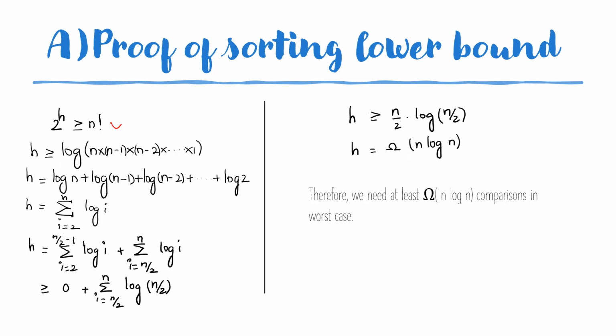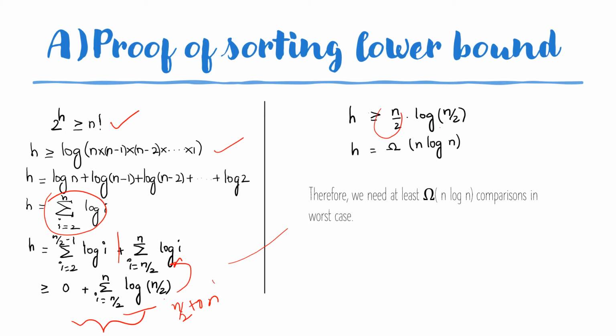Here I'm solving for the value of h. I took logarithms on both sides, and then I rewrote this as a summation. I divided the summation into half, and clearly this value is greater than this value, so I wrote greater than or equal to. This summation will run from n by 2 to n, for log n by 2 value. So here I wrote n by 2 log n by 2, since this will run n by 2 times. So h is at least n log n.